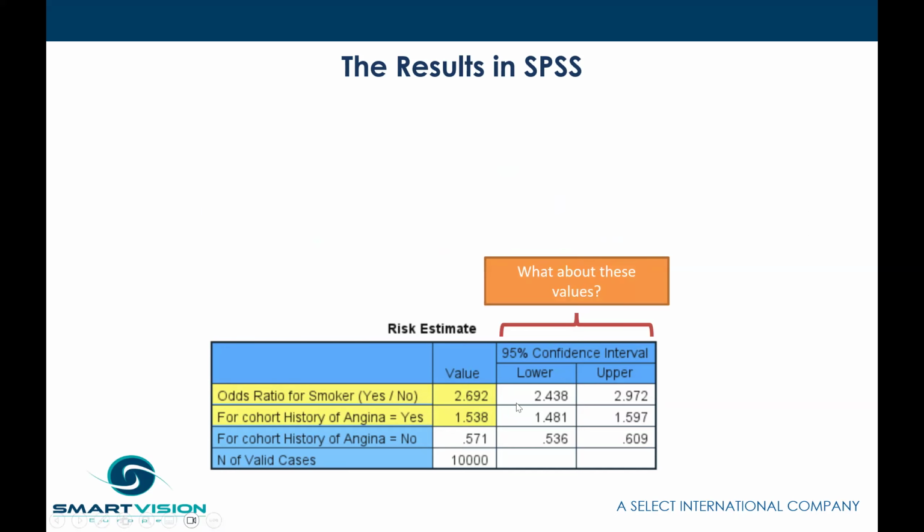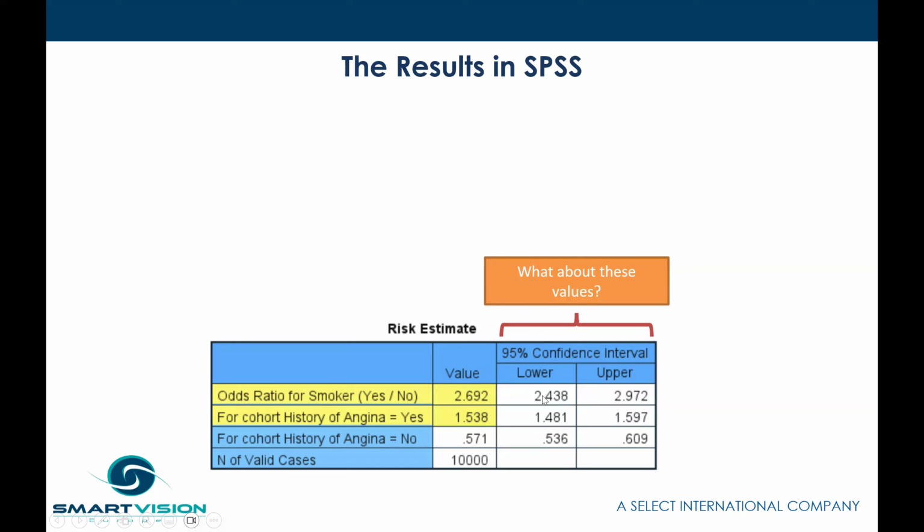What about these values here? Well, we don't have a statistical test, but these are confidence intervals. And they're simply showing here that the odds ratio could be as low as 2.4 or as high as 2.9. The point is that they're both numbers which are greater than 1. So it's an increased risk. And therefore, we would say that's statistically significant.